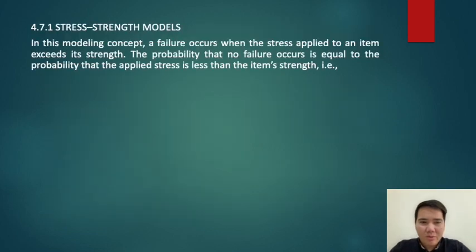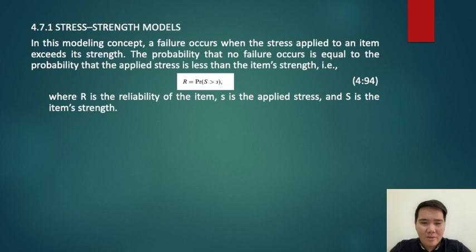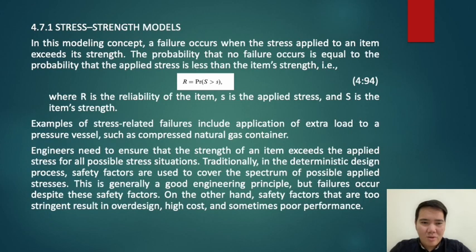Stress-strength models. In this modeling concept, a failure occurs when the stress applied to an item exceeds its strength. The probability that no failure occurs is equal to the probability that the applied stress is less than the item's strength. The formula is stated in 4.94, where R is the reliability of the item, small s is the applied stress, and big S is the item strength. Examples of stress-related failures include application of extra load to a pressure vessel, such as a compressed natural gas container. Engineers need to ensure that the strength of an item exceeds the applied stress for all possible stress situations.